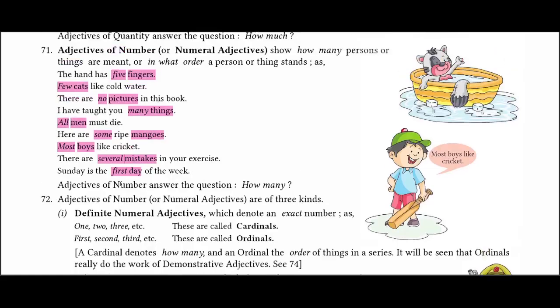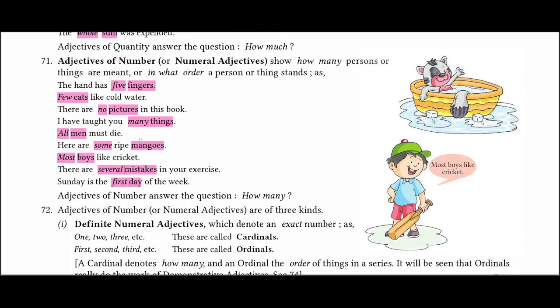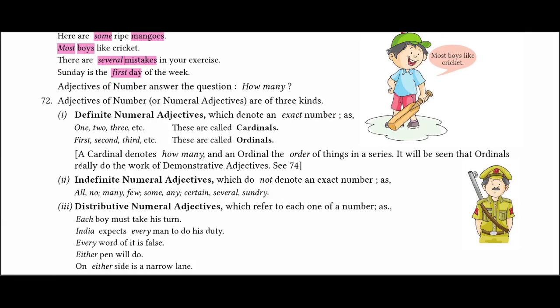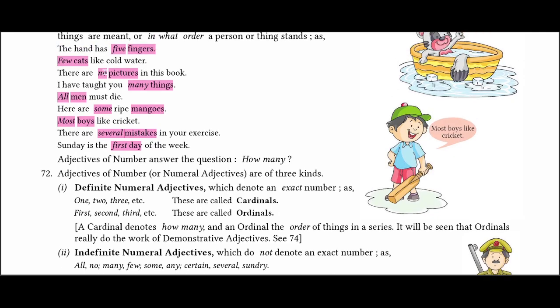Now, numeral adjectives answer the question how many. The numeral adjectives are of 3 types. One is definite numeral adjectives. Now, 5 fingers. 5 is a definite numeral adjective because it tells the exact number of the fingers. And Sunday is the first day of the week. First is a definite numeral adjective. It tells the exact order of the day in a week.